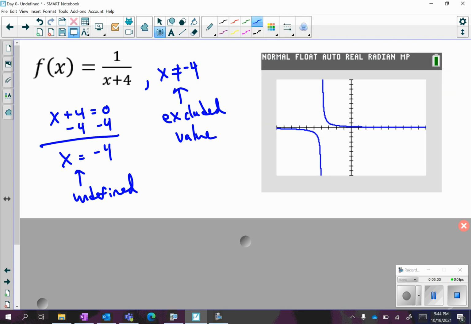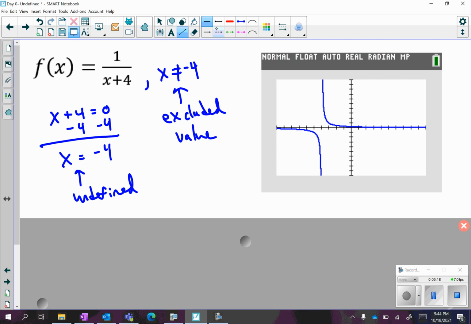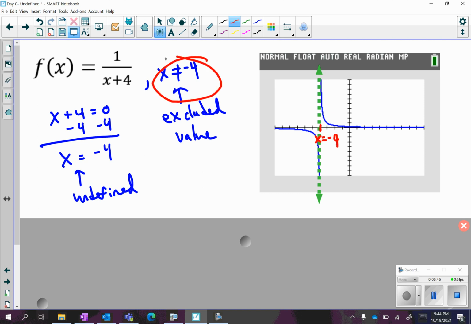On this graph, we have a weird thing happening. You see how the graph actually flattens out along this line? We call this line an asymptote. And all an asymptote is, is a barrier that your graph can't cross through. It's like an invisible wall. And the reason why we can't cross through it, look at where this is happening. This is happening at x equals -4, which was our excluded value.